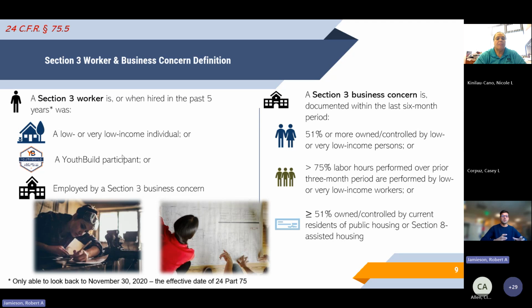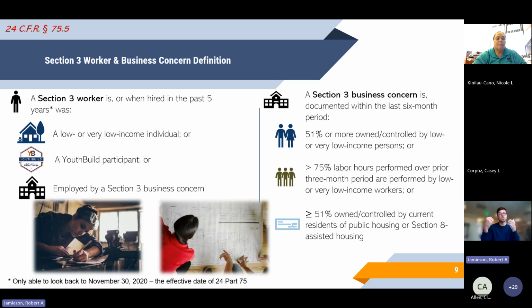Okay, so now that we have determined that, yes, this block grant is covered by Section 3, and for example, we're working on a housing construction project where we've used over $200K, we've determined that we do have a Section 3 applicable project. Now what? This is kind of going back into the intent of Section 3: who are we trying to prioritize contracting with, and who are we trying to prioritize giving employment to? These are going to be Section 3 workers and Section 3 businesses.